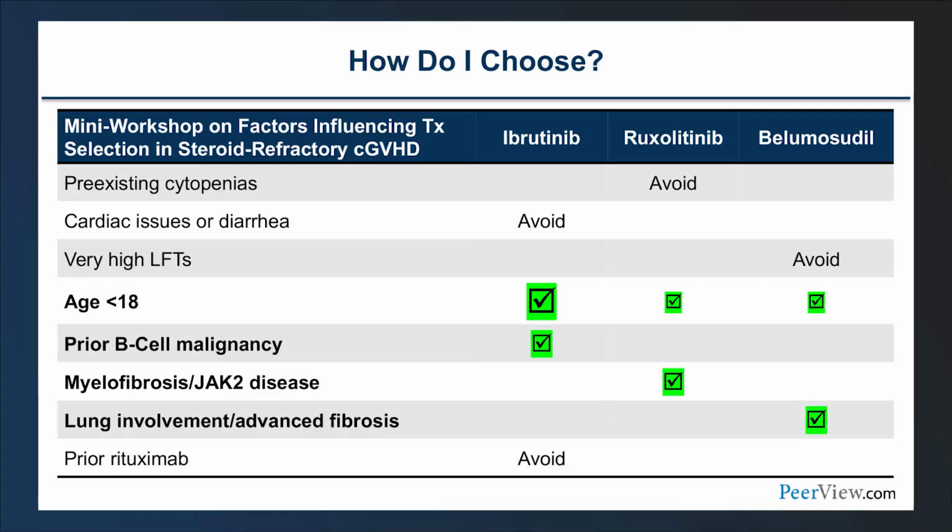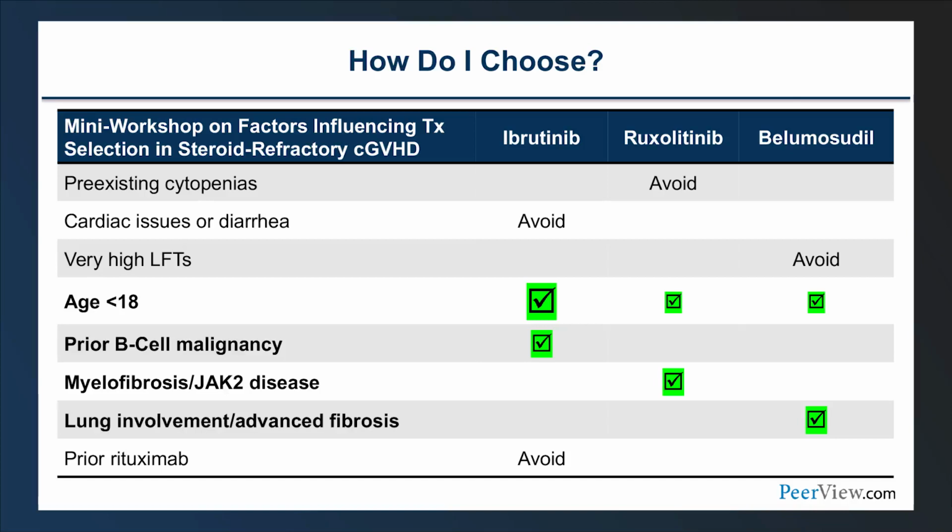So how do I choose when faced with a patient with steroid-resistant chronic graft-versus-host disease? If a patient has pre-existing cytopenias, I tend to avoid ruxolitinib. Patients having cardiac issues or diarrhea, I'll often avoid ibrutinib because that is part of its side effect profile. And patients who have very high liver function tests, I'll avoid Belumosudil because it has not been tested in that patient population. For my pediatric colleagues, ibrutinib has the strongest data for youngsters, although there is data for both ruxolitinib and Belumosudil.